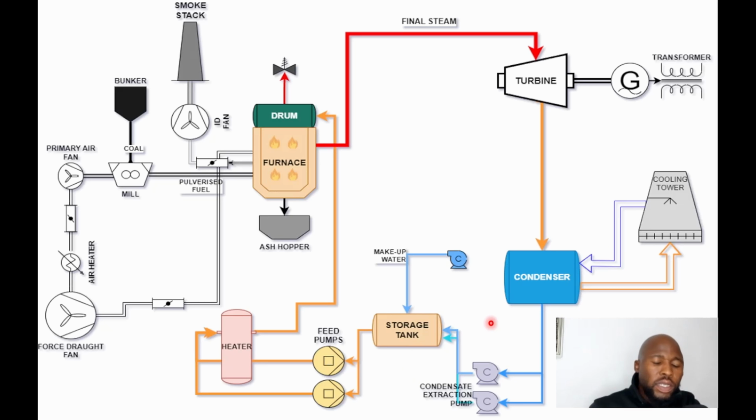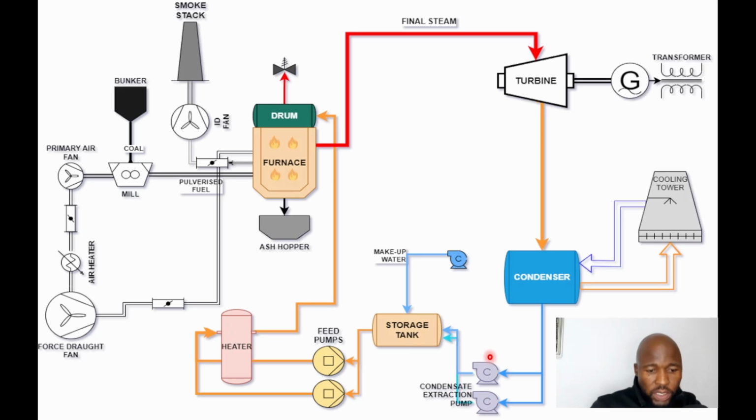So let's look at the basic structure of a coal power plant. We just look at the main components. You have the turbine, which is used to turn the generator that generates electricity. You have the condenser, which condenses the steam that was used in the turbine. We then have the cooling tower. The cooling tower provides a cooling medium in the form of water into the condenser so that it will be able to condense the steam that comes from the turbine.